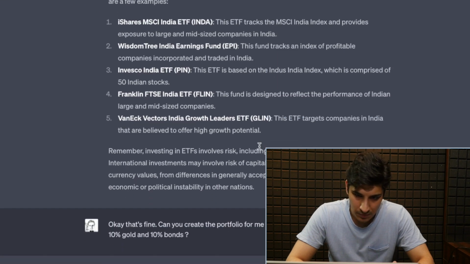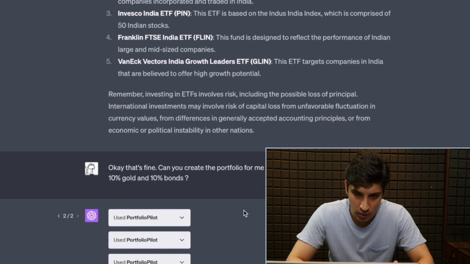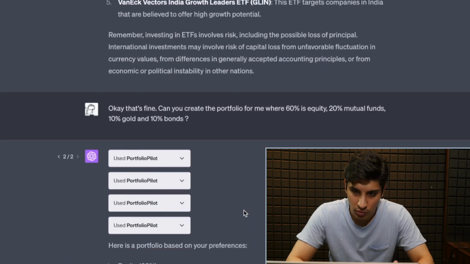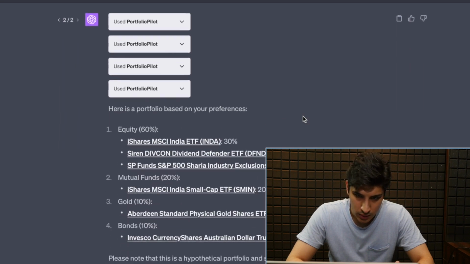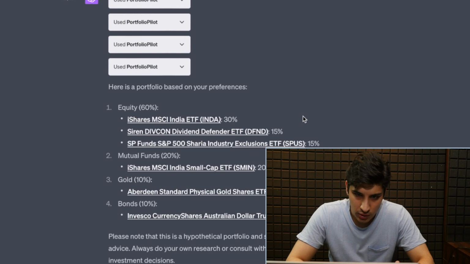Okay, great. Now I ask, can you create the portfolio for me where 60% is equity, 20% mutual funds, 10% gold, and 10% bonds? It uses Portfolio Pilot for this. Wow, it actually created a portfolio for me. Yeah, it allocates some of that too.